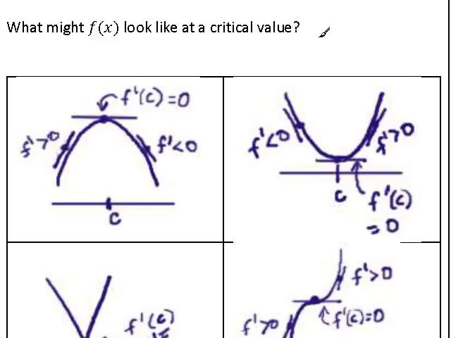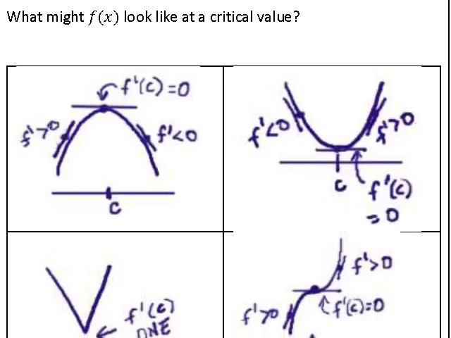Okay, now we ask the question, what might f of x look like at a critical value? So in this picture we see four typical possibilities. At the critical value c, f of x might have a high point if f prime of c is 0, and if the function's climbing on the left and going down on the right, then that would be a high point. That means f prime greater than 0 on the left, less than 0 on the right, then we have a max.